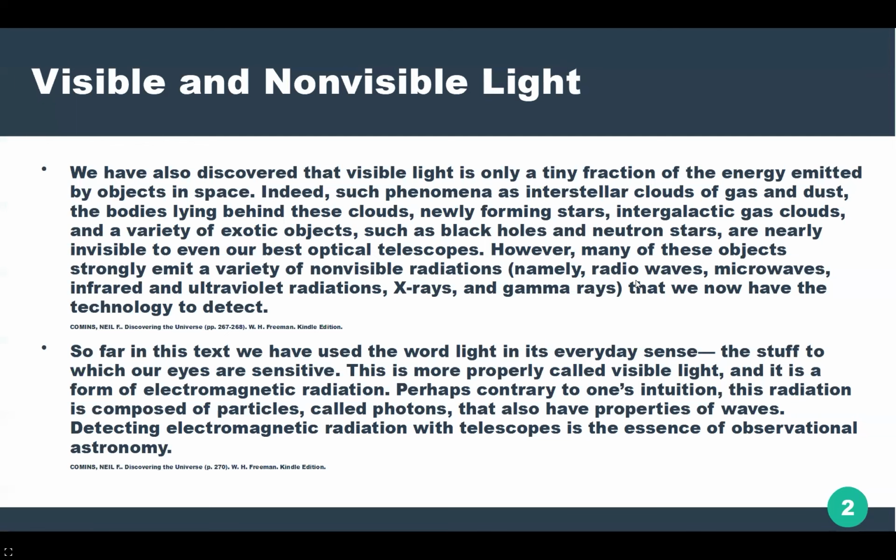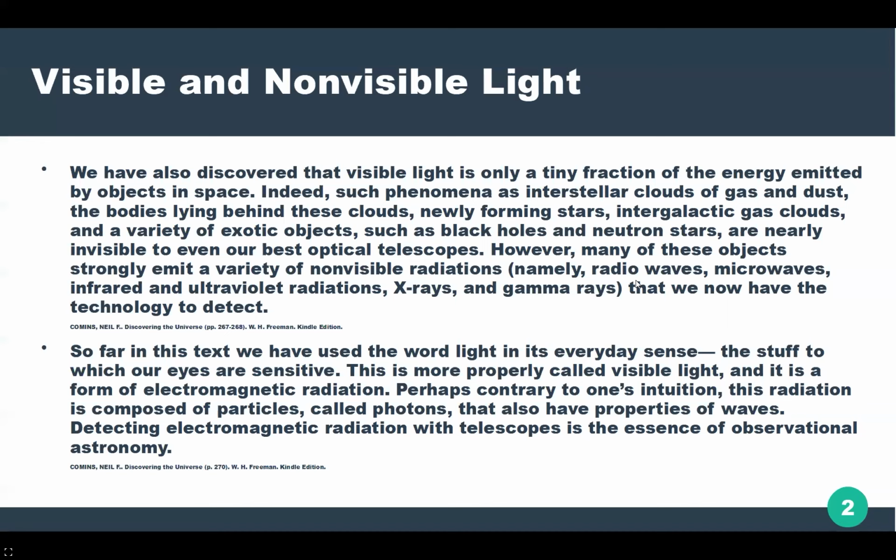Most telescopes work through the absorption and reflection of visible or invisible light, and we have discovered that visible light is only a tiny fraction of the energy emitted by objects in space. Indeed, such phenomena as interstellar clouds of gas and dust, the bodies lying behind these clouds, newly formed stars, intergalactic gas clouds, and a variety of exotic objects such as black holes and neutron stars are nearly invisible to even our best optical telescopes. However, many of these objects strongly emit a variety of non-visible radiation, namely radio waves, microwaves, infrared and ultraviolet radiation, X-rays, and gamma rays that we now have the technology to detect.